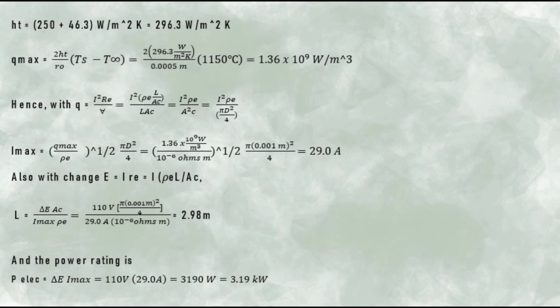And for our heater length, we have 2.98 meters, and the power rating is, we will just multiply the maximum operating current and the heater length, we have 3190 watts. And to get kilowatts, we will just divide 3190 over 1000, and we have 3.19 kilowatts.